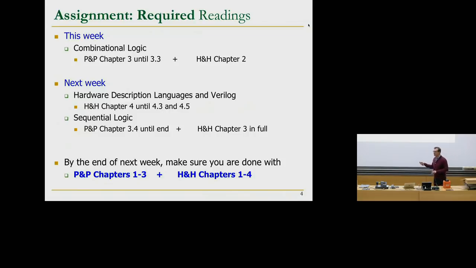So by the end of next week, roughly, this is not going to end next week. I think we're going to spill over to the other week after that. But please try to stay on track. Make sure you're done with Patt and Patel chapters 1 through 3, inclusive, and Harris and Harris chapter 1 through 4, inclusive. And so one of you asked the question, if there's an asterisk chapter, should you read it?